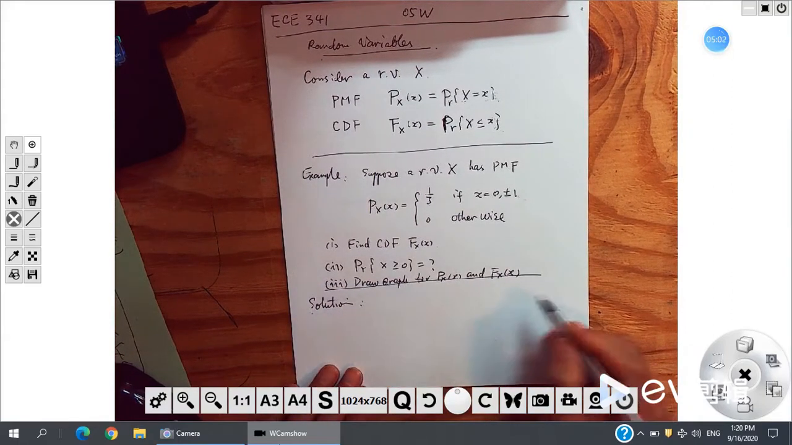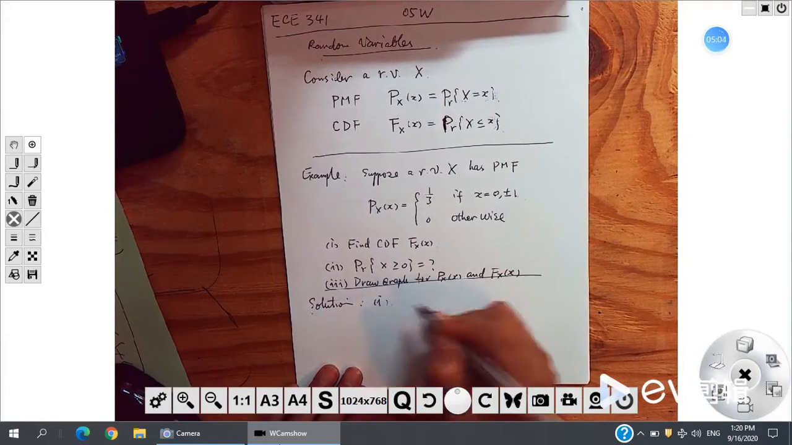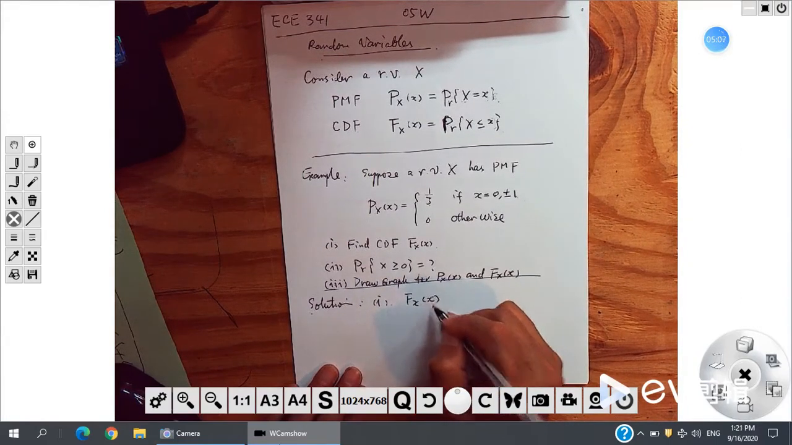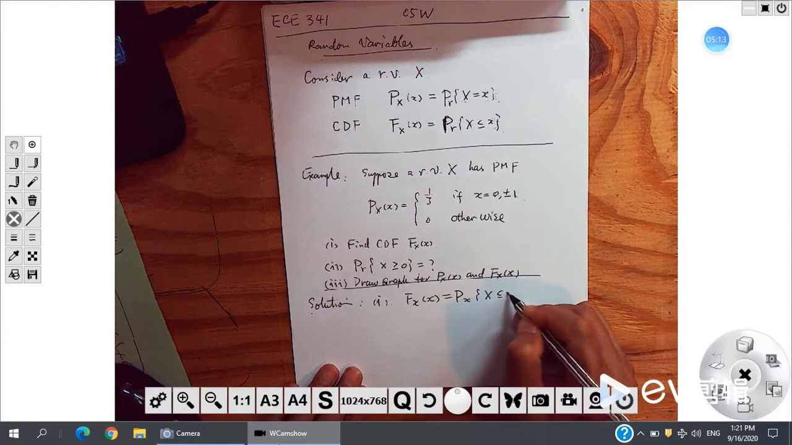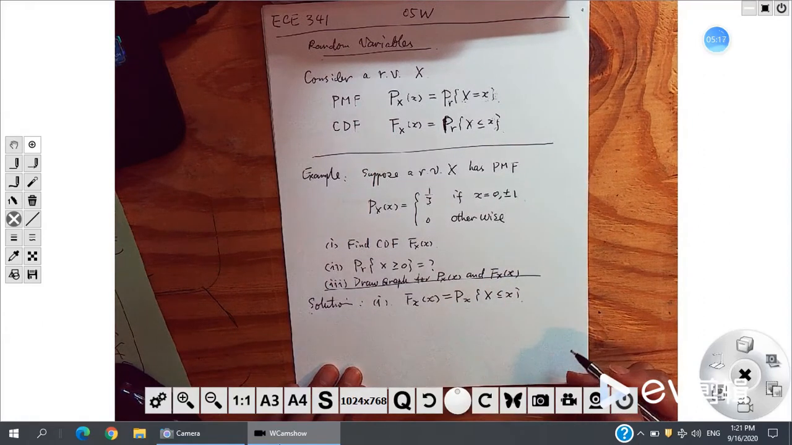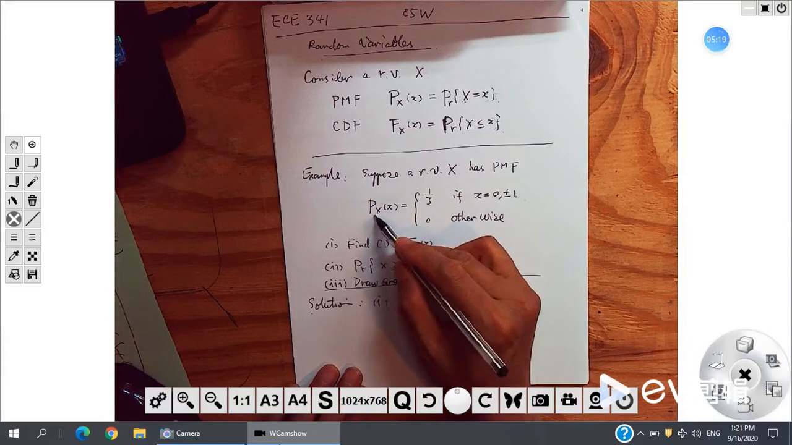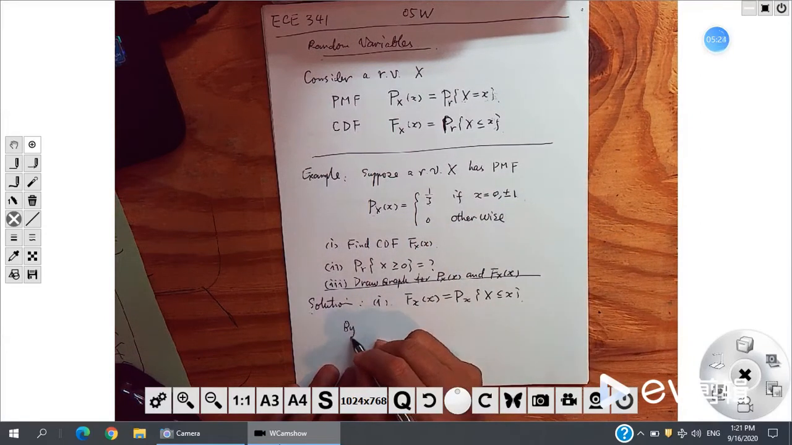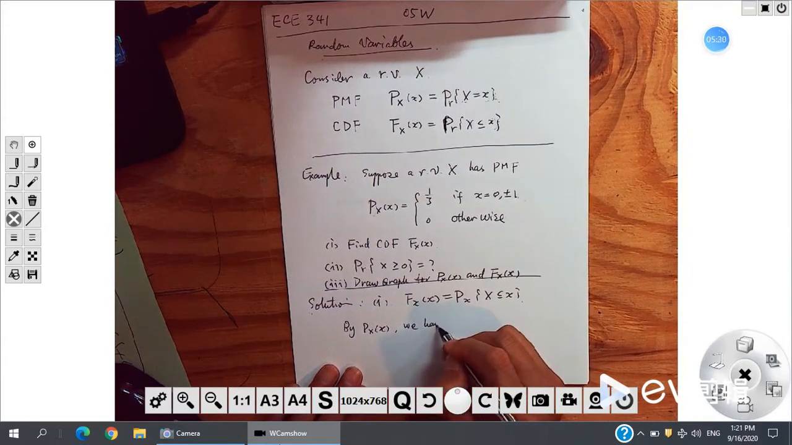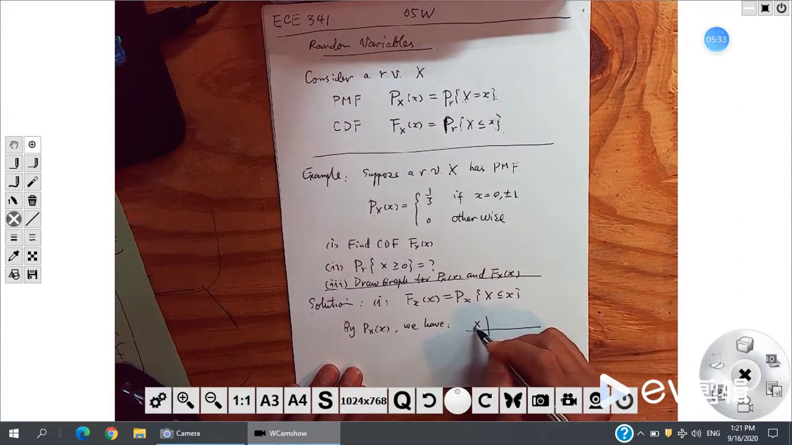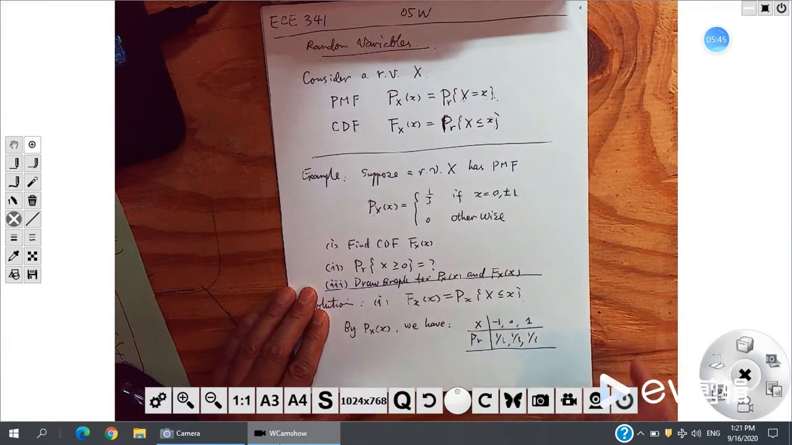Now we try to solve it. The first one, F_X(x), we want to find this. By definition, this is the probability of capital X smaller than or equal to x. Here we already have these: X takes the values -1, 0, and 1, and the probability will be 1/3, 1/3, 1/3. So this is all the possible values of X.